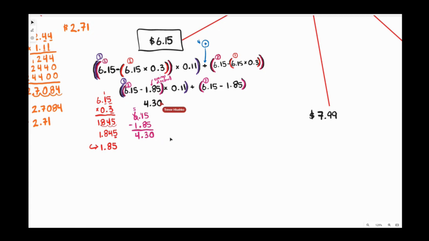I have to figure out my taxes. Tax in Saskatchewan is 11%. So 0.11. I'm just going to rewrite my entire equation. Okay. And now this is my last set of brackets that I have.